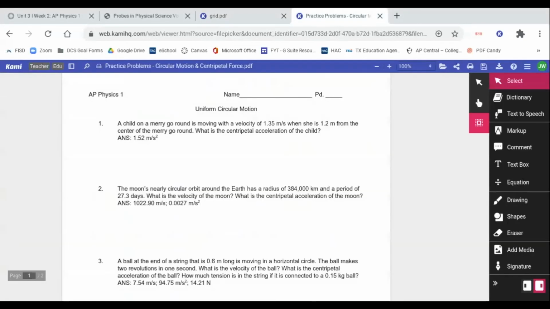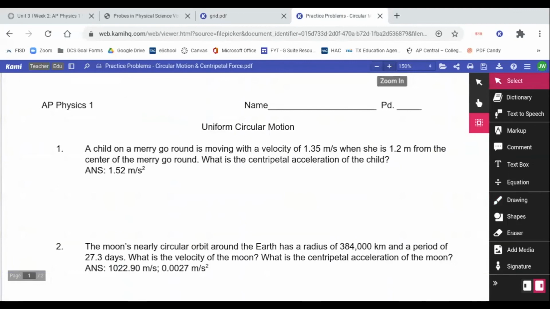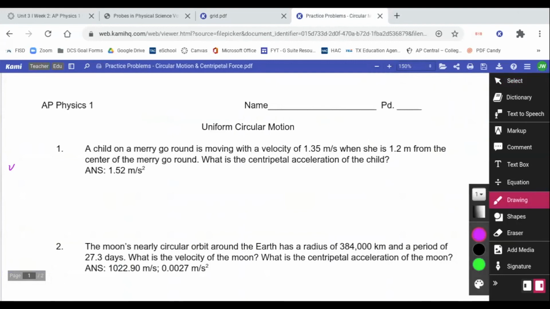Okay, so this is our practice sheet. A child on a merry-go-round is moving with a velocity of, let me write this in my margin, velocity equals 1.35 meters per second. She is 1.2 meters from the center of the merry-go-round, so my radius equals 1.2 meters. What is the centripetal acceleration? So I'm looking for centripetal acceleration equals question mark.